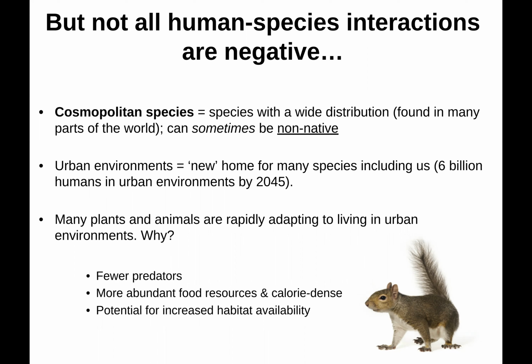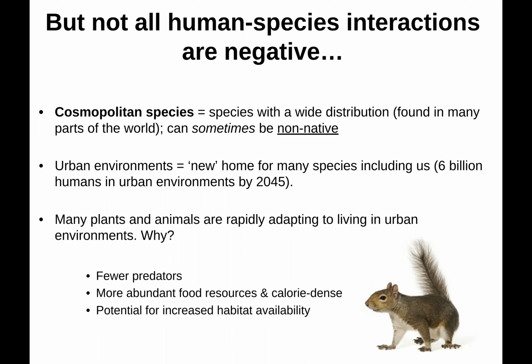We predict by 2045 that there'll be 6 billion of us living in urban environments, which means there's going to be a lot more urban habitat, which is going to invite lots and lots of new organisms to our cities. And many plants and animals are showing rapid evolution and adaptation to living in urban environments. The answer to the question of why is there are fewer predators, there's a lot of food, and the food that is there is very, very calorie dense, as I'm sure you all know. Humans like to eat very fatty food and very sugary food. And there's also the potential for increased habitat availability.